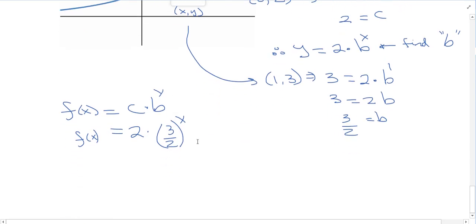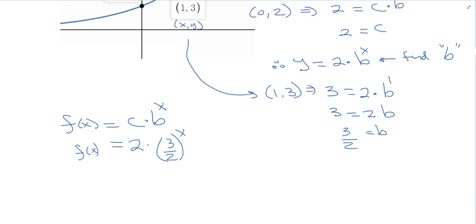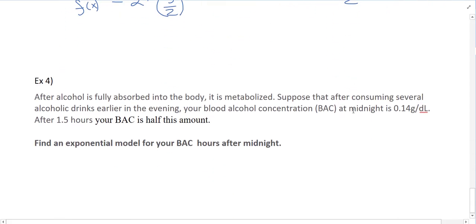So now let's try an application of exponentials. We will revisit applications of exponentials when we get to chapter 3, as we start working more with half-life and things like that. But right now, let's try using this standard formula, c b to the x. So let's try this example.